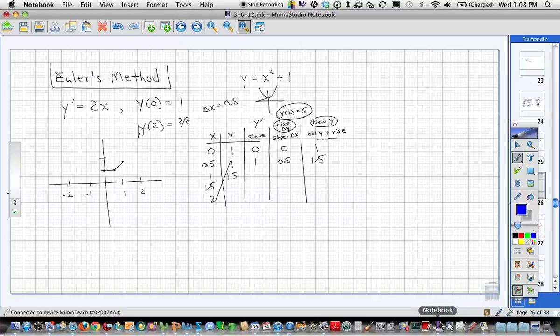Take your x of 1, plug it into the differential equation, get a slope of 2. Take your slope 2 times your step size. Slope times run gives rise. That's a rise of 1. 1.5 plus a rise of 1 is 2.5. So we're almost there. We know we're headed to y of 2 is what we want. Take our x, 1.5 times 2, slope of 3. Slope times step size is 1.5. That's our rise. Our old y, 2.5, plus our rise gives 4. And we got it. Y of 2 is equal to 4.